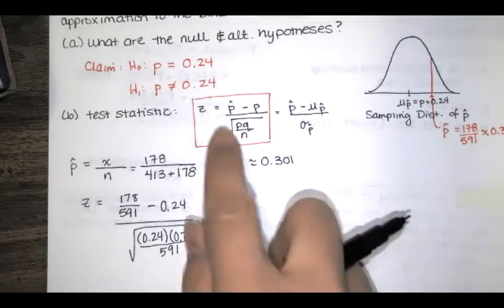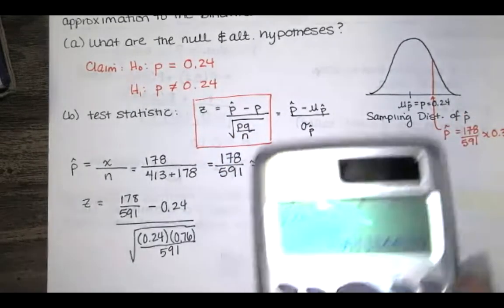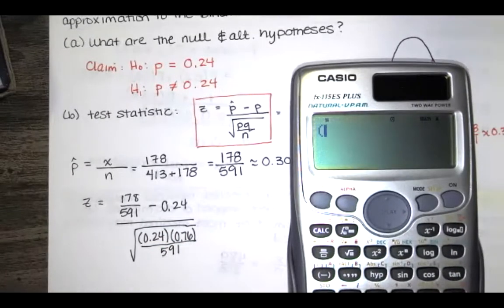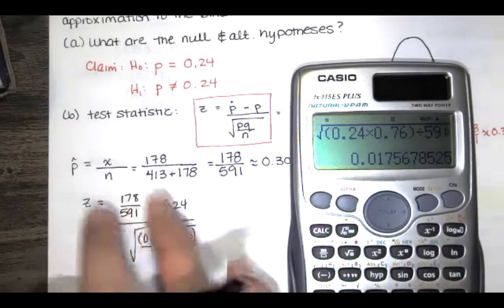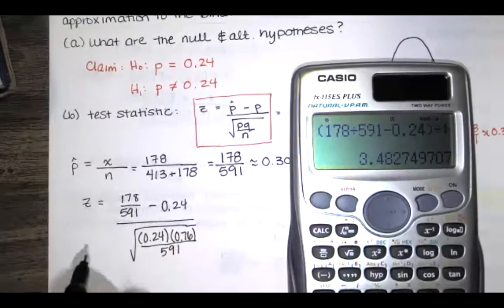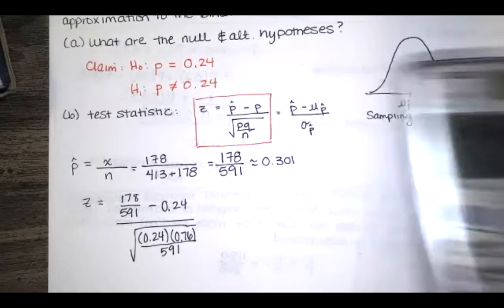Okay, so that's our test statistic. That's the z-score corresponding to this p hat. So I think I'll do the denominator first. I want the square root of 0.24 times 0.76 divided by the sample size. And then I want to take the numerator and divide by that answer. So I'll type open parentheses 178 over 591 minus 0.24, close parentheses. That's the numerator divided by our last answer. And we get a z-score of approximately 3.4827.